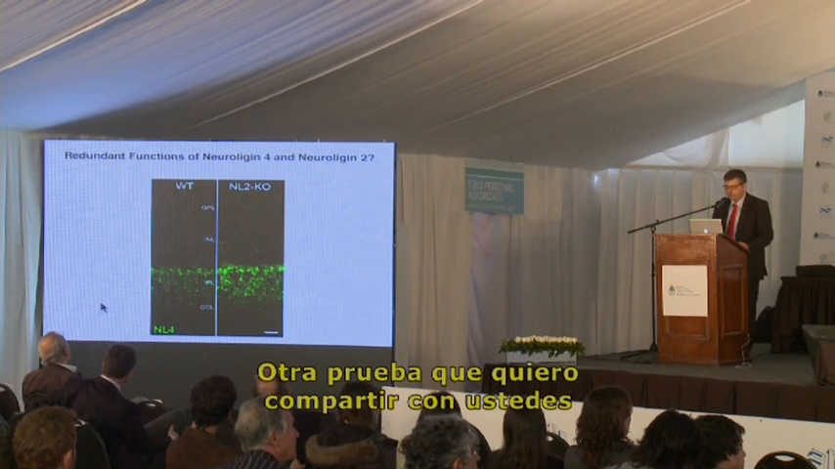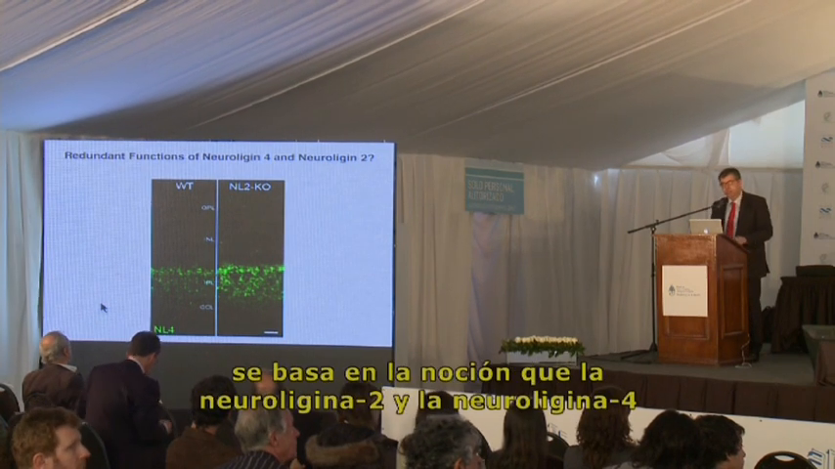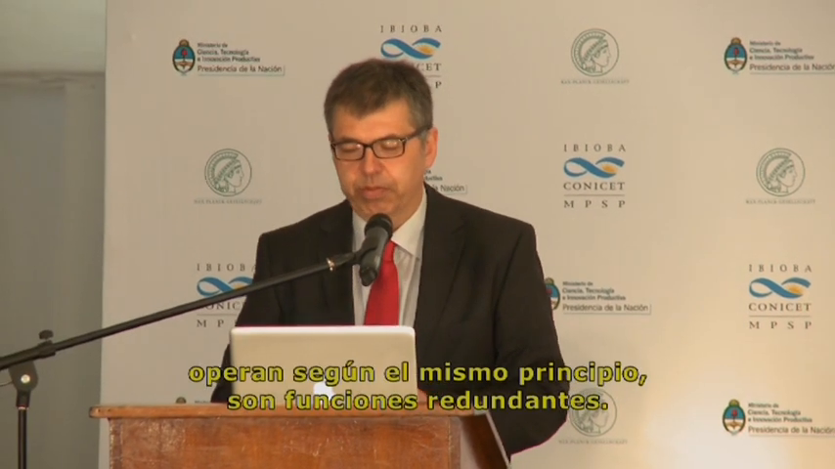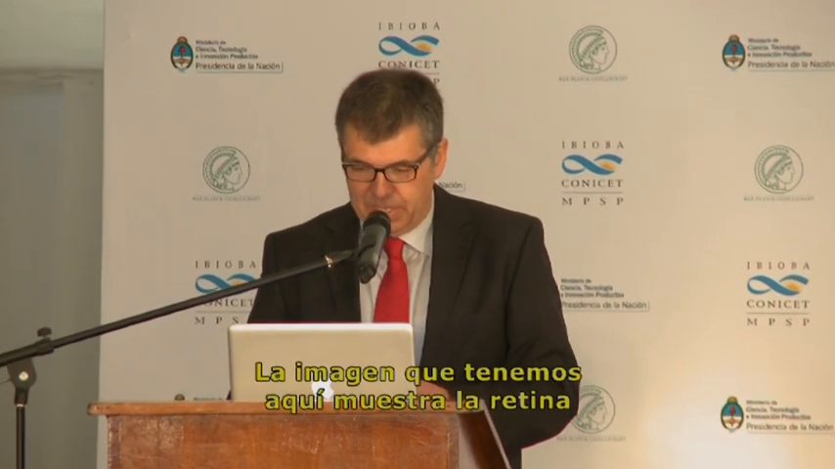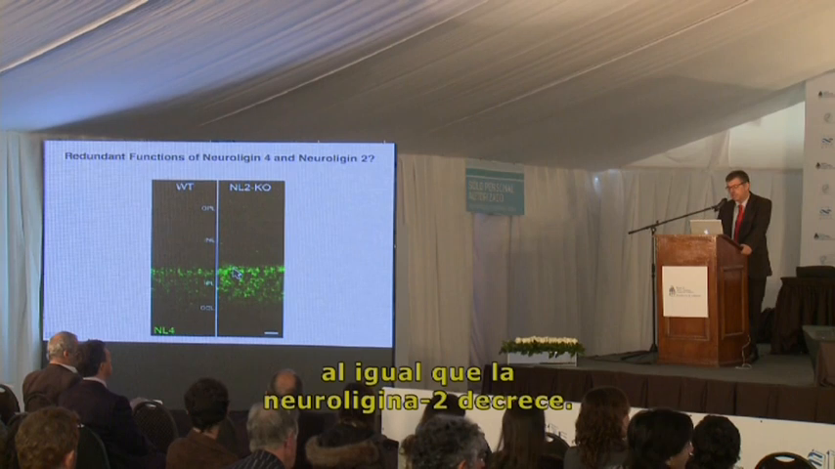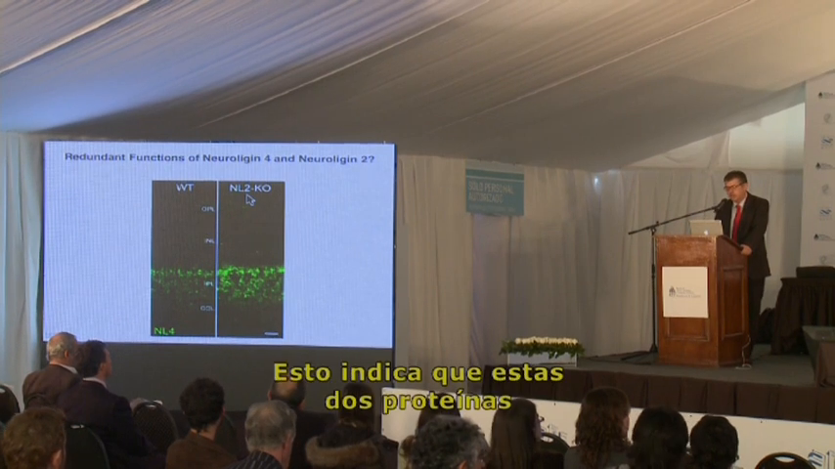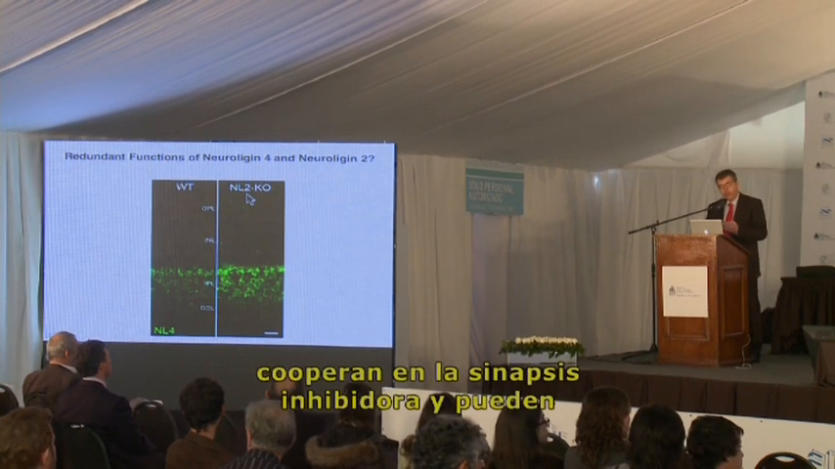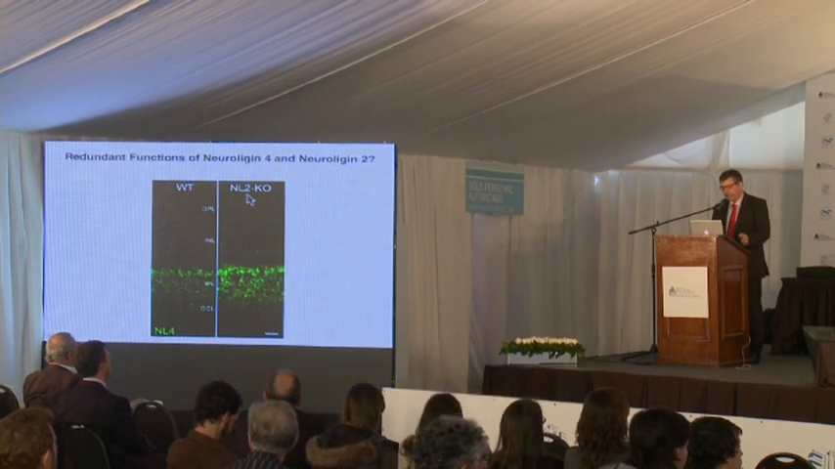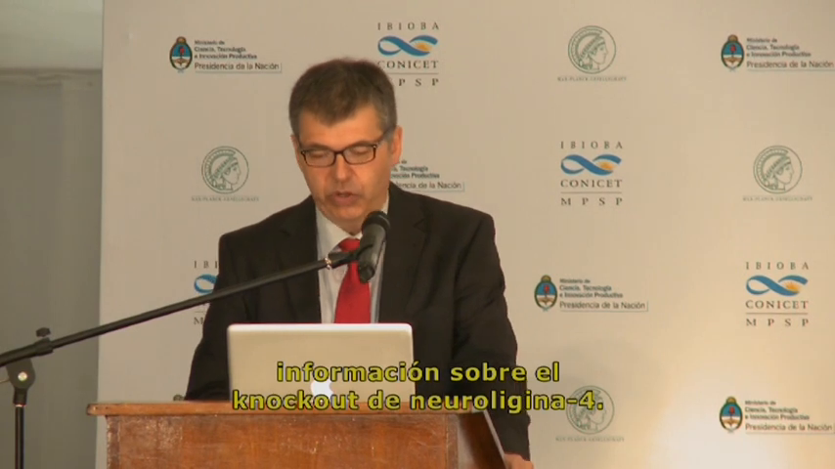Another piece of evidence that I would like to share with you, and that supports the notion that neuroligin-2 and neuroligin-4 operate by the same principles and are probably functionally redundant, is the image shown here, where we have a wild-type and a neuroligin-2 knockout retina stained for neuroligin-4, and you see that neuroligin-4 labeling increases as neuroligin-2 is knocked out, indicating that these two proteins cooperate at inhibitory synapses and can replace each other. And we have corresponding data for the neuroligin-4 knockout as well.